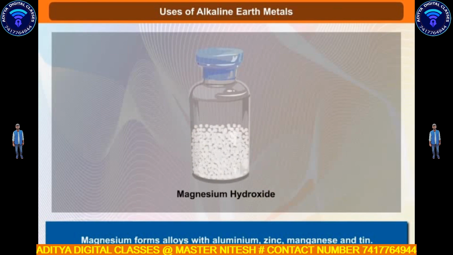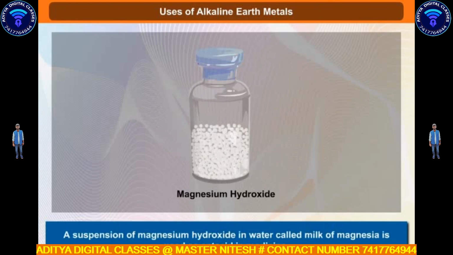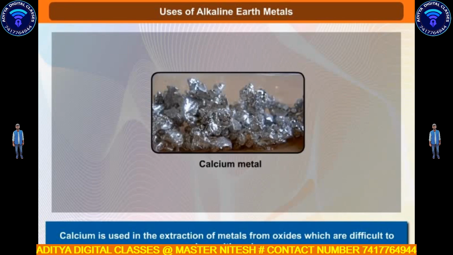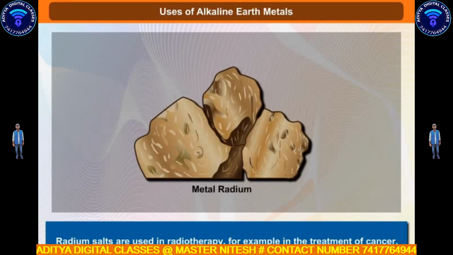Magnesium forms alloys with aluminium, zinc, manganese, and tin. A suspension of magnesium hydroxide in water, called milk of magnesia, is used as an antacid in medicine. Calcium is used in the extraction of metals from oxides, which are difficult to reduce with carbon. Radium salts are used in radiotherapy, for example, in the treatment of cancer.